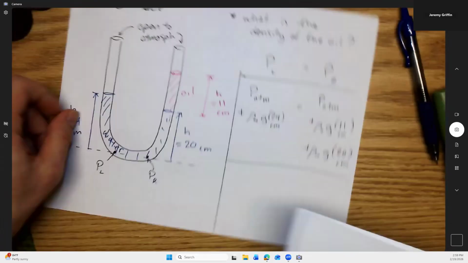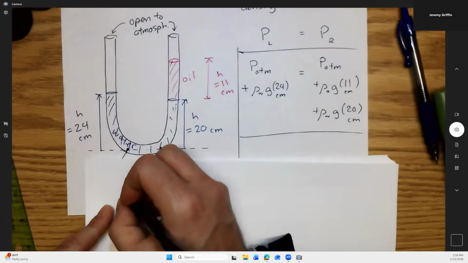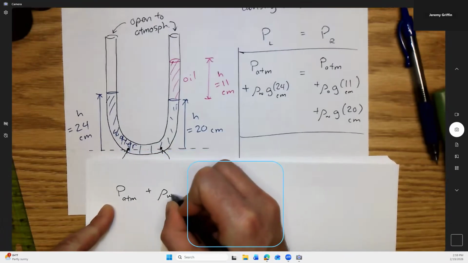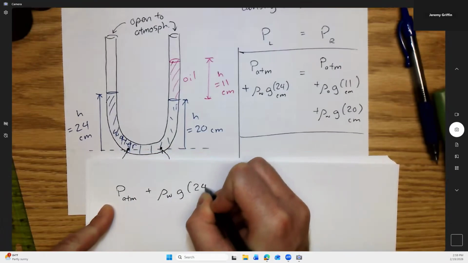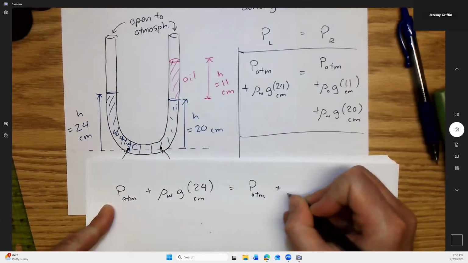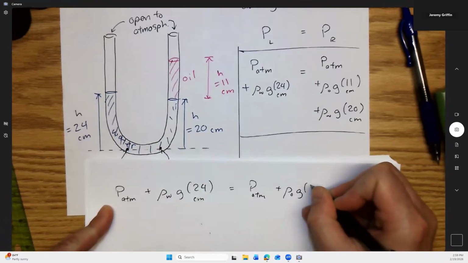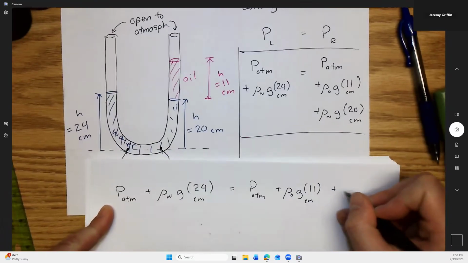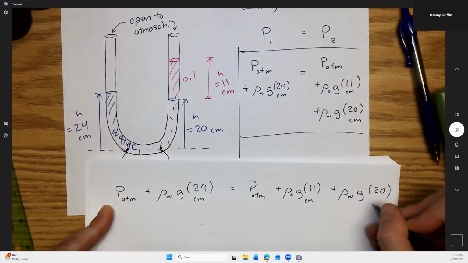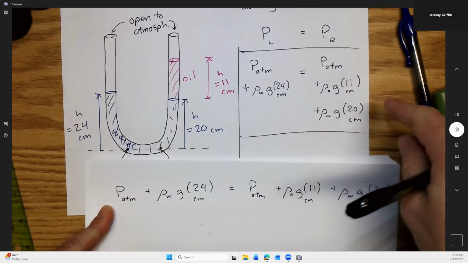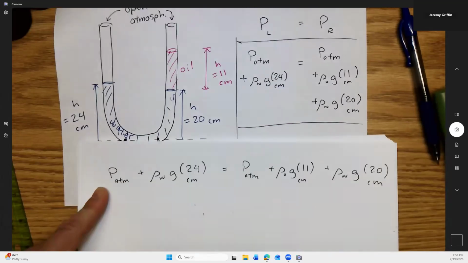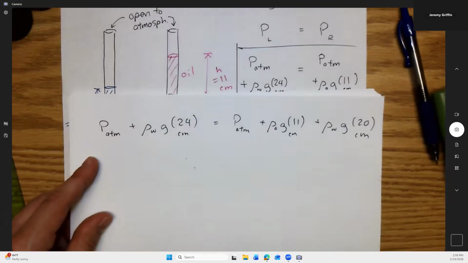So I'm going to open up a new page of paper. I got pressure atmosphere plus rho water, gravity, 24 centimeters, equals pressure atmosphere plus rho oil, gravity, 11 centimeters, plus rho water, gravity, 20 centimeters. I just copy pasted what I have here, spread it out a little bit so it looks a little nicer. What do you guys think next?